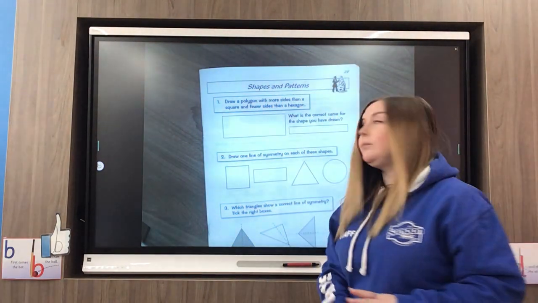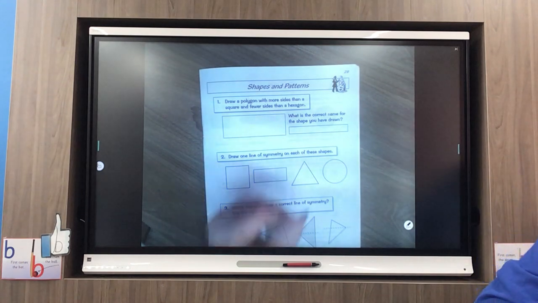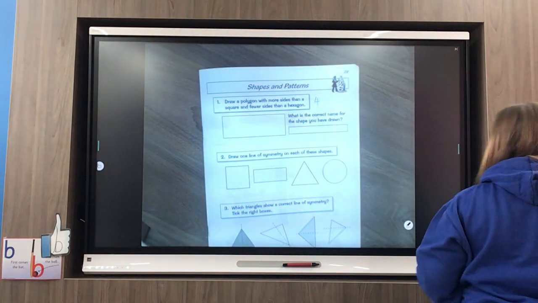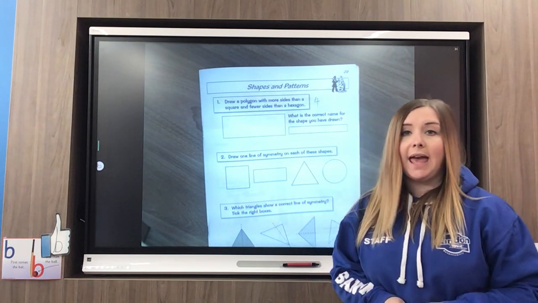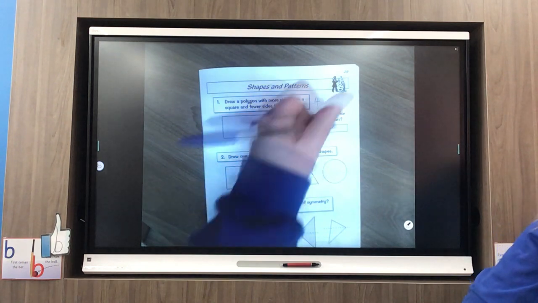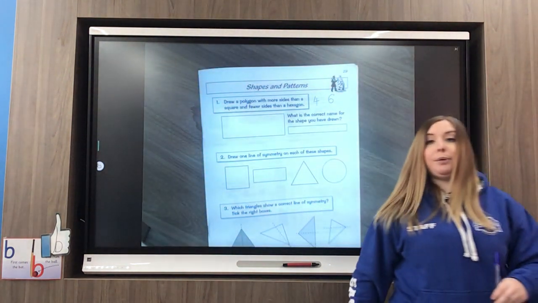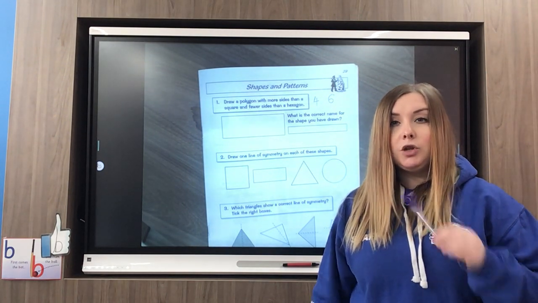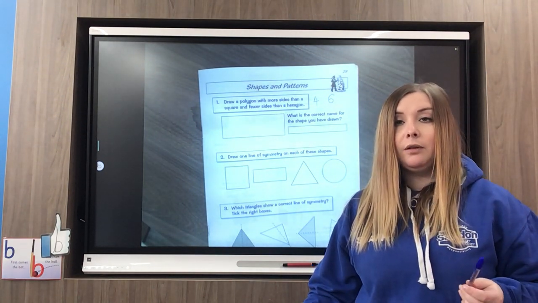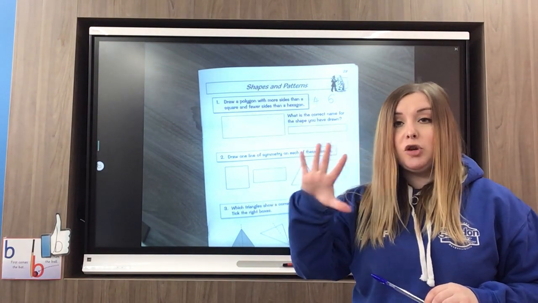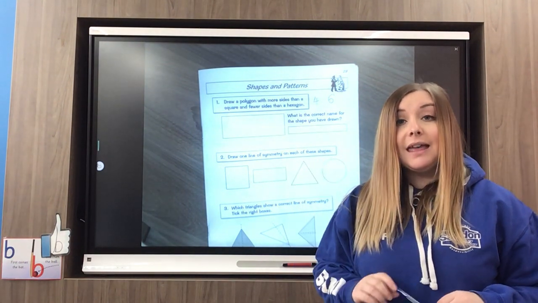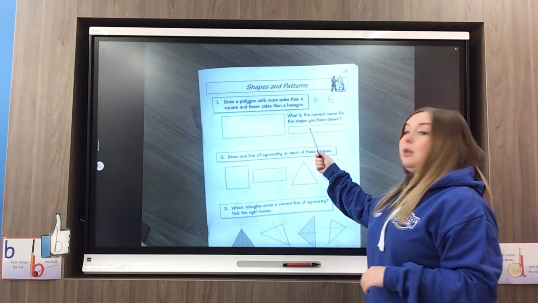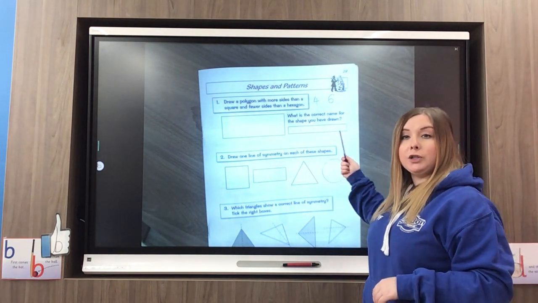How many sides does a square have year 4? Okay, so a square's got 4 sides. And a hexagon. How many sides does a hexagon have? That's it. So it's got a 6, hasn't it? So you've got to draw a shape that's got between 4 and 6 sides. So how many sides can my shape have? Can only have 5. So you've got to draw me a 5-sided shape. And then write the name of that shape in this box.